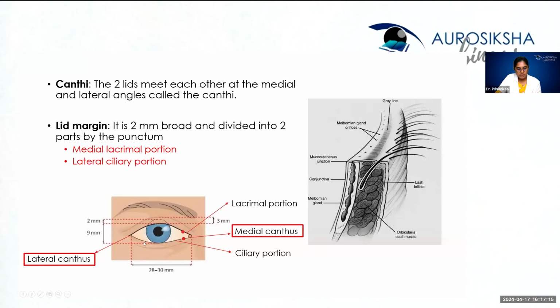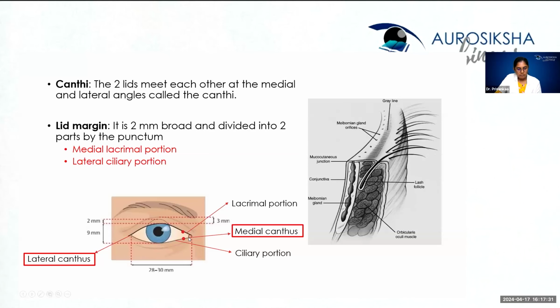As you can see, the end of the eyelid is the lid margin, which is shown in this picture. It is 2 mm broad, and it also has two parts. This is the lacrimal punctum, which is shown in this red dot.